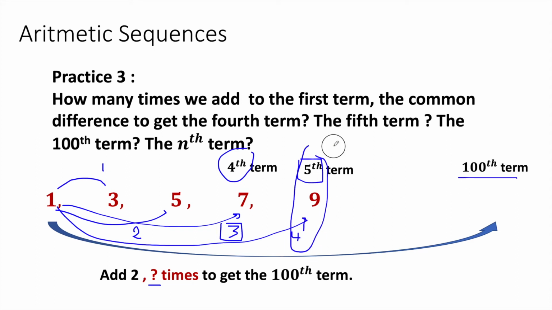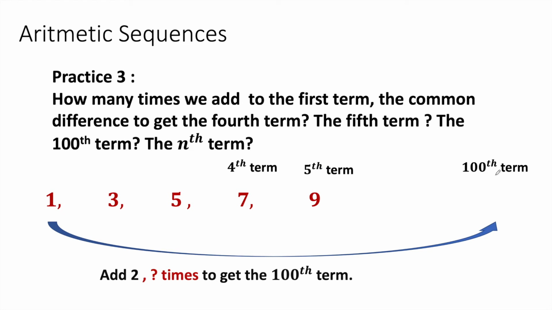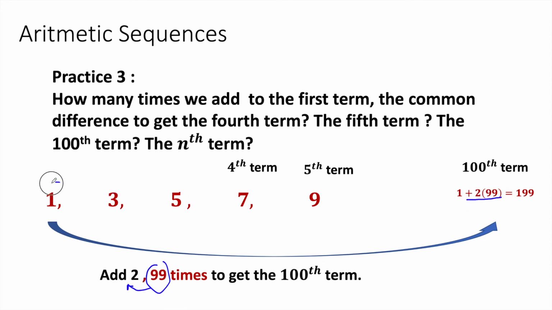As you can see, the pattern is clear. To get to the fifth, we add 4, which is 5 minus 1, and for the fourth, 4 minus 1. Every time, we take the order minus 1. So it's 100 minus 1, which is 99. So we add 99 times 2 to get to the 100th term. And this is our term: 1 plus 2 times 99. We calculate, we get 199.